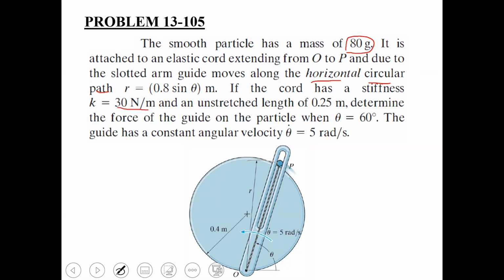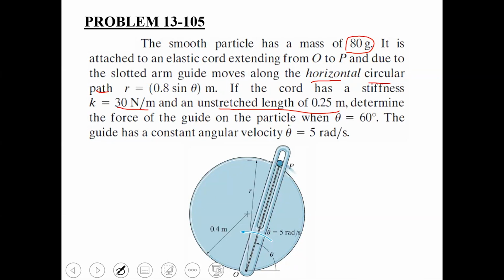So this cord which is connecting this particle P with the center of rotation O is an elastic cord, so it has a stiffness of 30 newtons per meter. So you are going to take it as a spring, because this cord is an elastic cord and its K is known. The unstretched length of this cord is given to you as 0.25 meters.